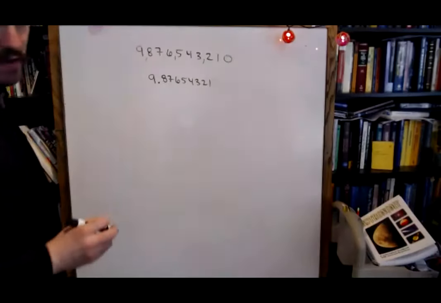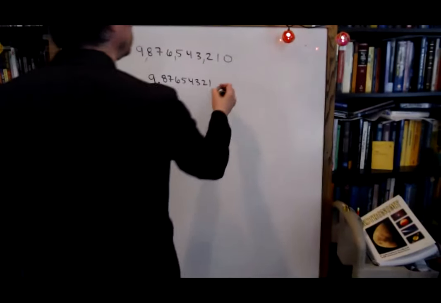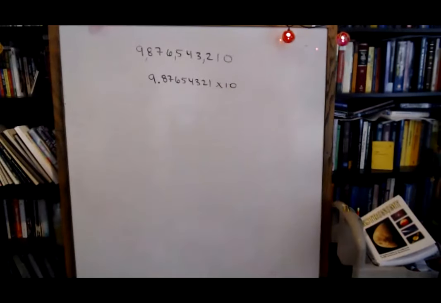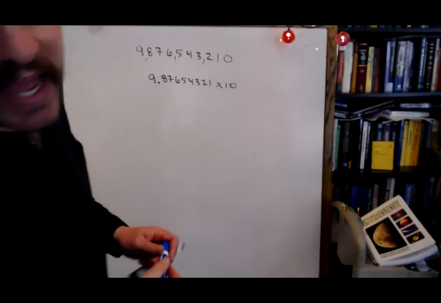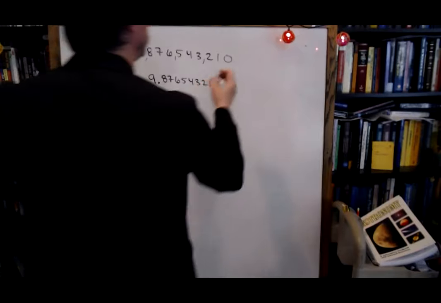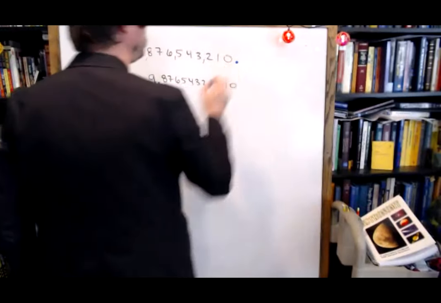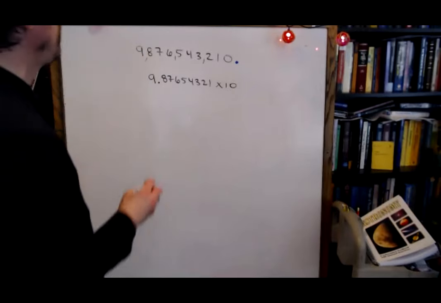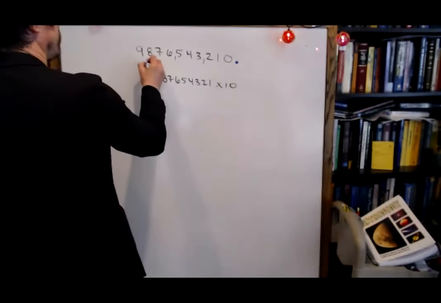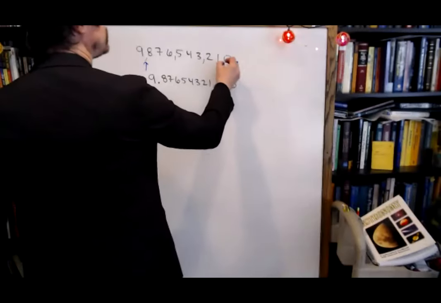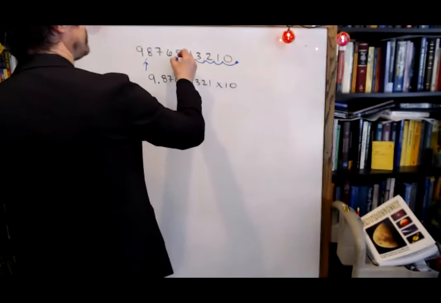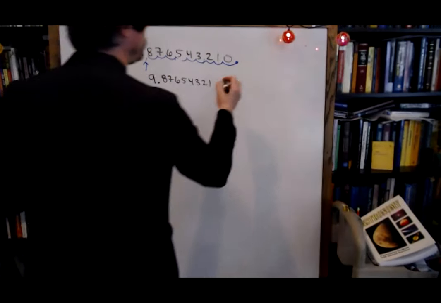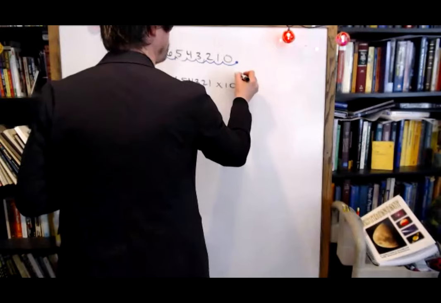9.876543210. We don't need to keep the zero. Times 10. Now, the power is how many times we had to move the decimal point. So if the decimal point was here, I'm pretending like all the numbers up to 9 were 0. I want to move my decimal point to where this comma is. So I had to slide it 1, 2, 3, 4, 5, 6, 7, 8, 9 places. 9.876543210 times 10 to the 9.